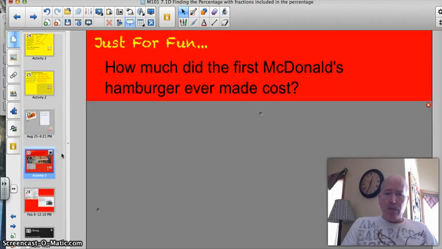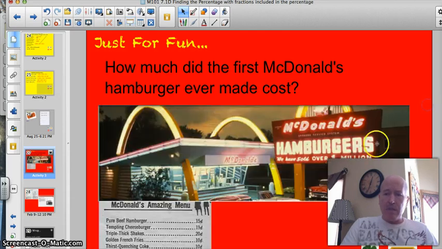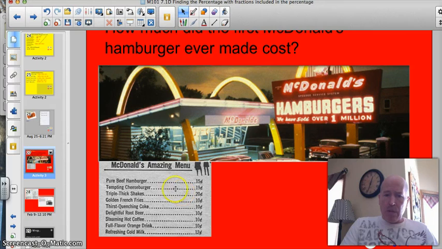All right, our trivia question. Kind of tricky. How much did the first McDonald's hamburger ever made cost? Well, I thought it was 15 cents. And according to this menu, in 1955, this is what the McDonald's looked like, the original one. And yeah, it was 15 cents.